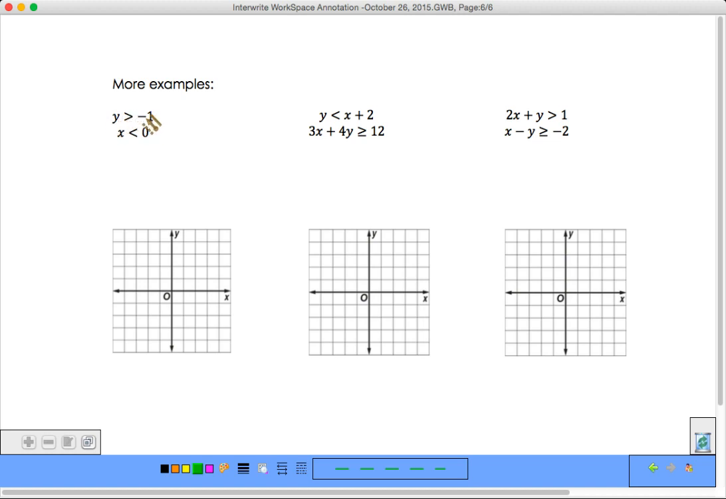Remember, y equals just a number is a horizontal line. So we're going to go to where y is -1. That's right here. But we're going to draw this line all the way across. Then because it's y is greater than that, we know that means the shading is above. So I'm going to shade above this line.